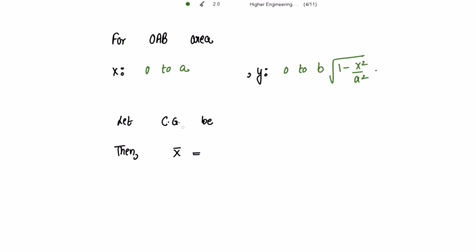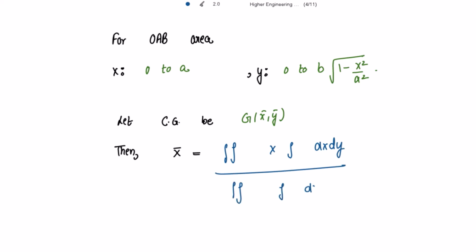Okay, let the center of gravity be G (x bar, y bar), right? And we need to find x bar and y bar. Then the value for x bar is equal to double integration of x rho dx dy divided by double integration of rho dx dy. Because I am having the limits of x to be constant, I need to write dx after dy. So this is dy dx, and in the denominator also dy dx. Because the limits of x are constant, the integration with respect to x should be the outer integral.